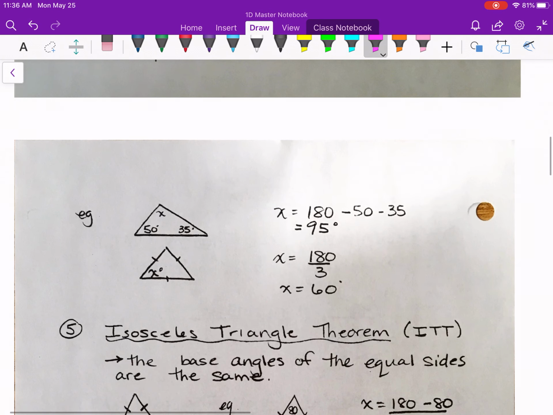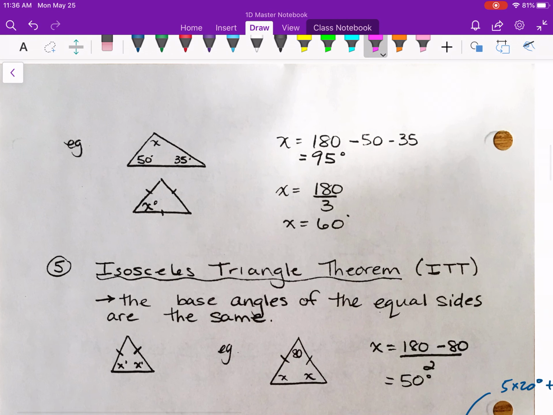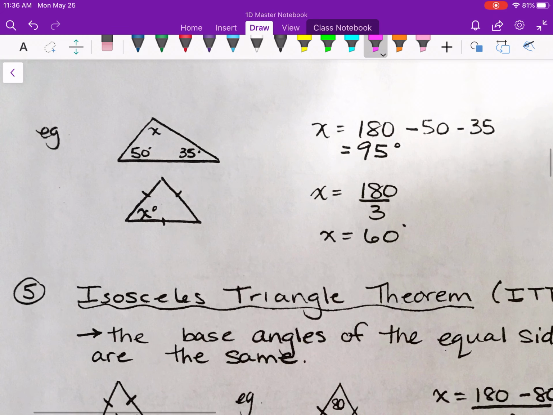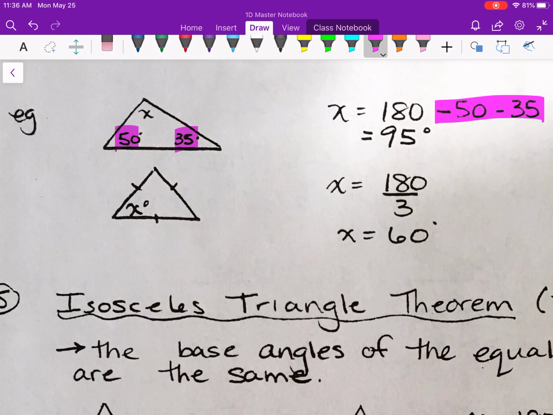All right, here's an example using the angle sum theorem. If you know two of the three angles in a triangle, you can always find the last one by subtracting. So if we know 50 and 35, we can subtract that from 180 and we get 95. If we've got an equilateral triangle, which is what we have in this one, that means that every one of these angles here would be x, since equilateral triangles have equal angles, and so we can do 180 divided by 3 equals 60.